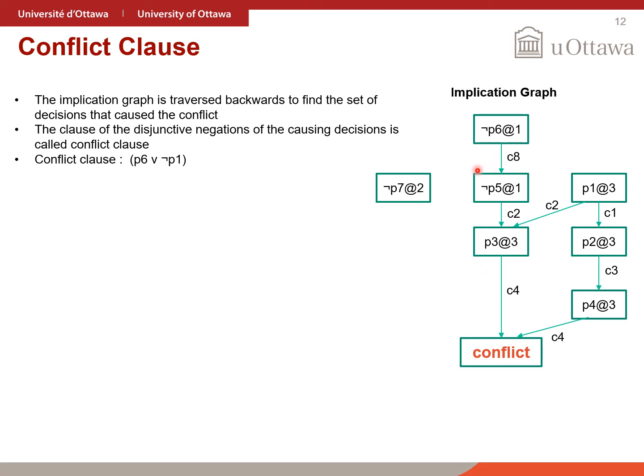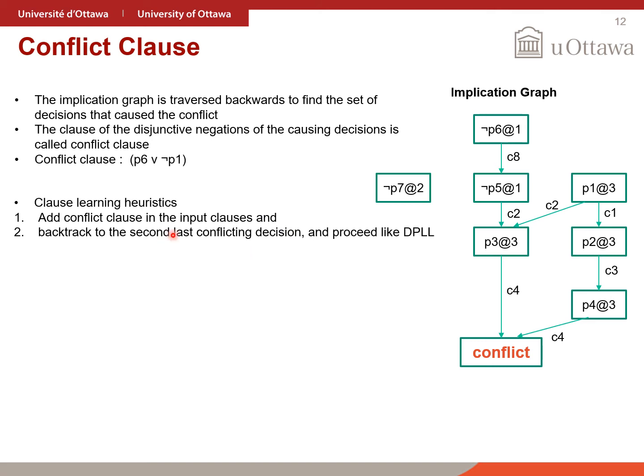This can be found through backtracking with the aid of these edges. At the same time, here we can see the literal negation of P7 is not connected by an edge to the conflict node. That means this literal negation of P7 doesn't have any impact, or it is not the reason for this conflict. Here, the clause of the disjunction of the negations of the causing decisions is called the conflict clause. For this example, the conflict clause is P6 disjunction negation of P1.